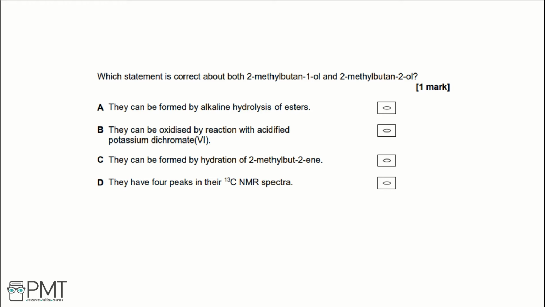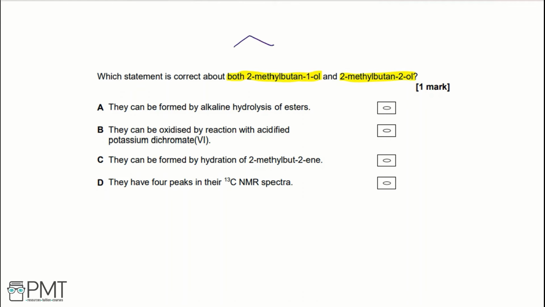They can be formed by hydration of 2-methylbutene. Or D. They have 4 peaks in their carbon-13 NMR spectra. The key in this question is that the statement has to be correct for both 2-methylbutan-1-ol and 2-methylbutan-2-ol. So let's start by drawing these structures.